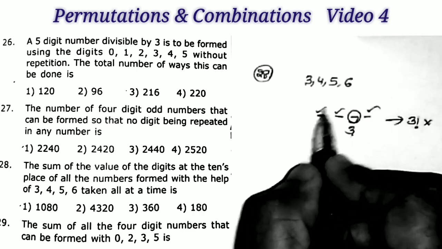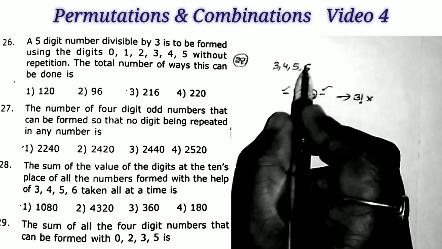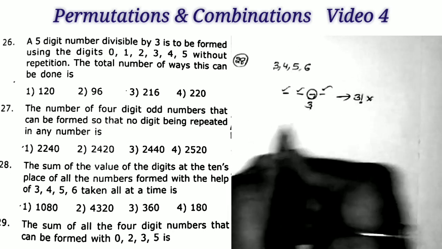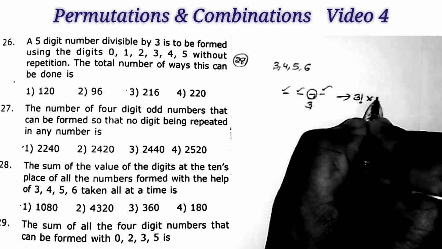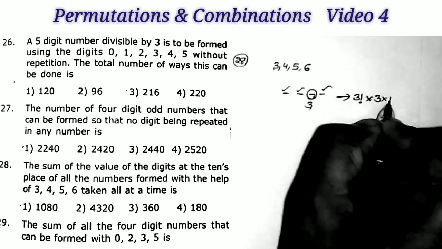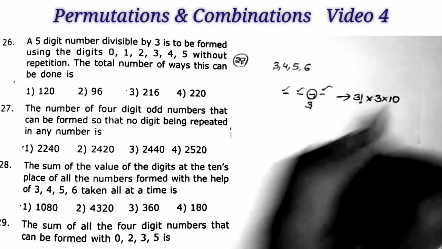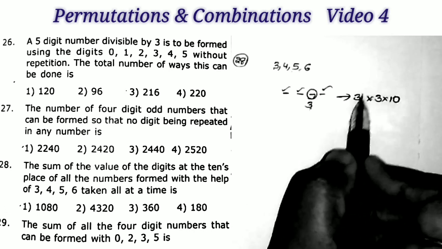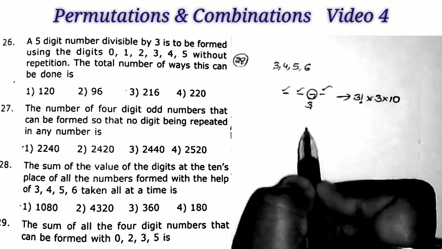Okay. We can fill the remaining 3 gaps by the remaining 3 numbers in 3 factorial ways. Therefore, this is 3 factorial into, we want the sum of the numbers, that is 3 into, since this is the tens place, we take into 10. This is the sum of the values at the tens place.